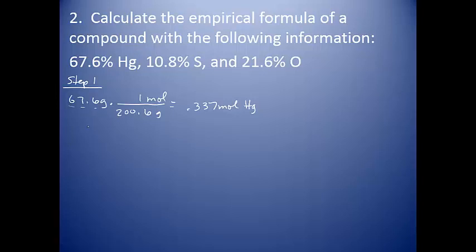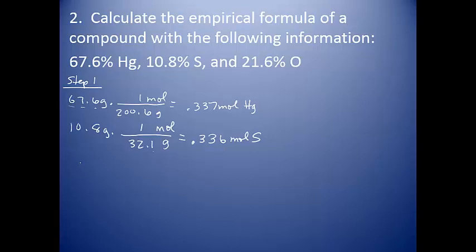Now for our sulfur, we have 10.8%, so that's 10.8 grams. And if we look sulfur's mass up on the periodic table, we have 32.1. Make sure that your molar masses go out to 1 decimal place, so don't round it to 32. We want 32.1. And again, these are just simple molar mass conversions. We've done many of these. When you divide, you'll get 0.336, and we need 3 significant digits.